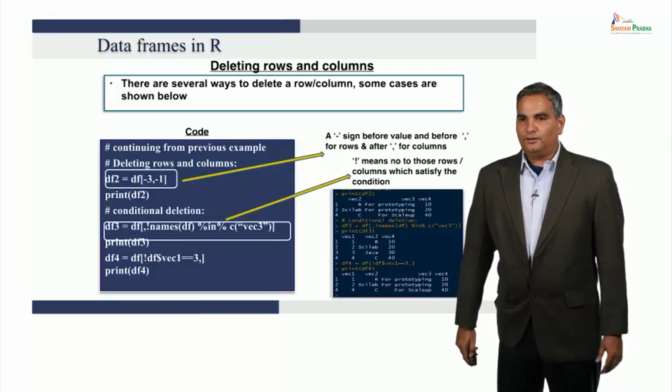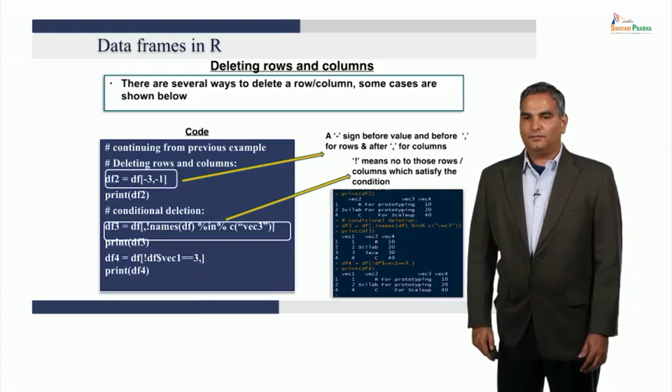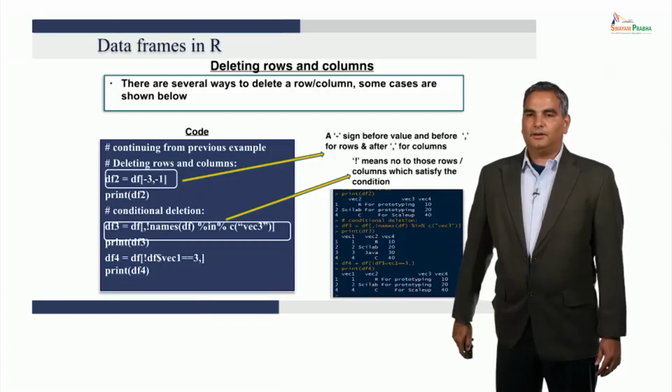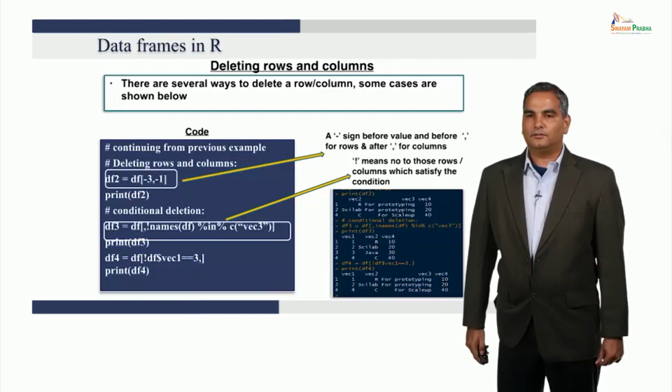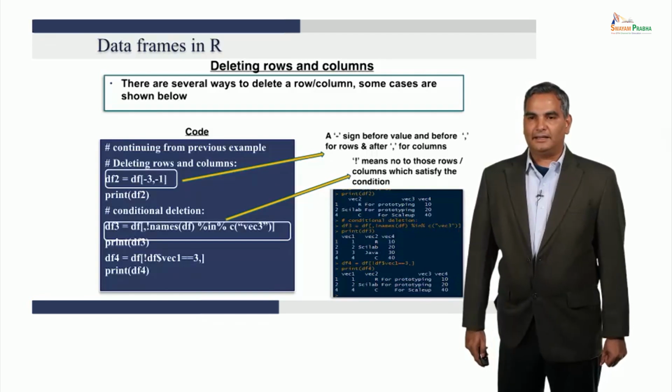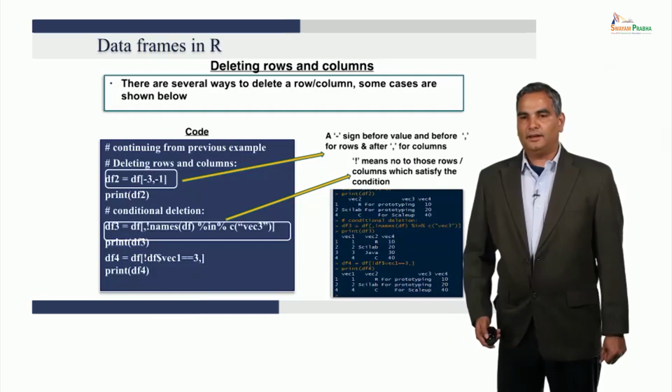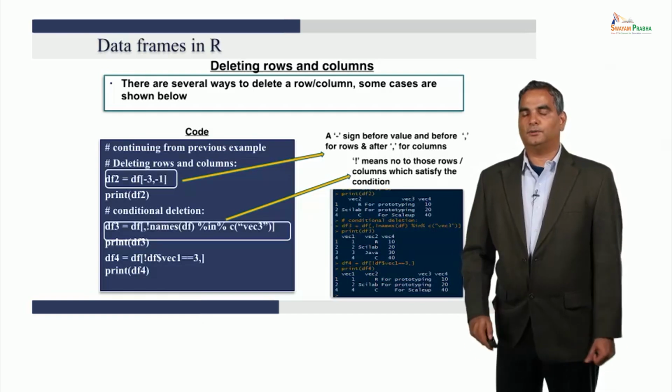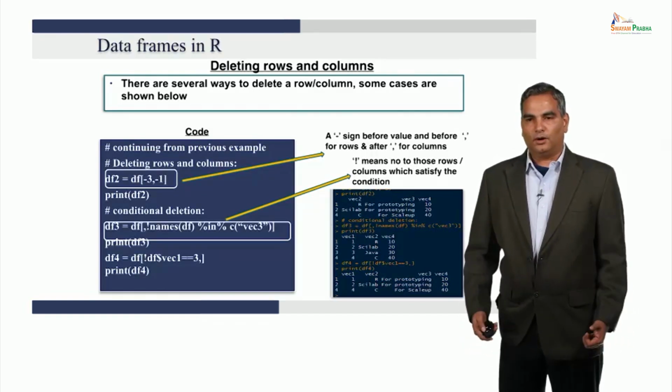Very similarly, you can delete rows and columns. Very simple. For example, if you wanted to delete third row and the first column, you have a command which says df minus 3 minus 1. Basically, minus would delete whatever corresponding row or column.